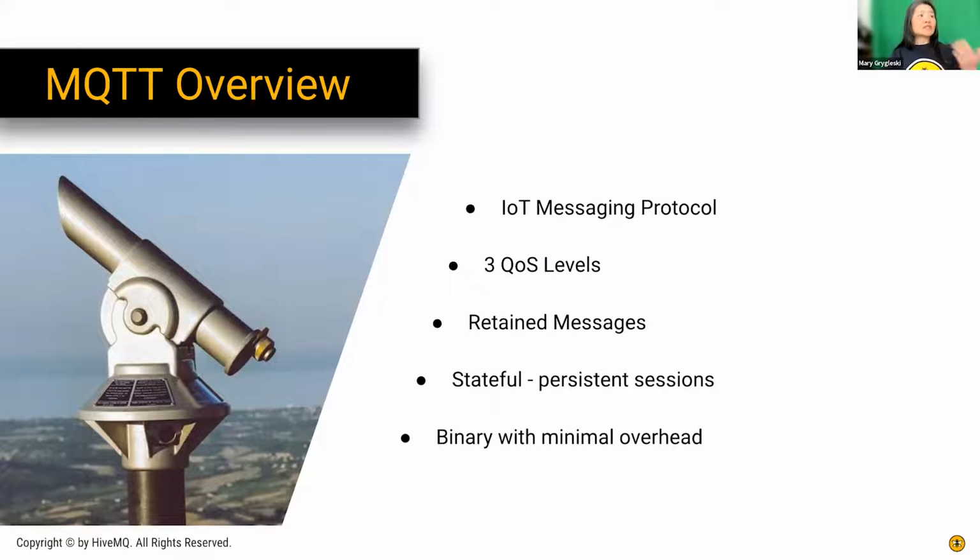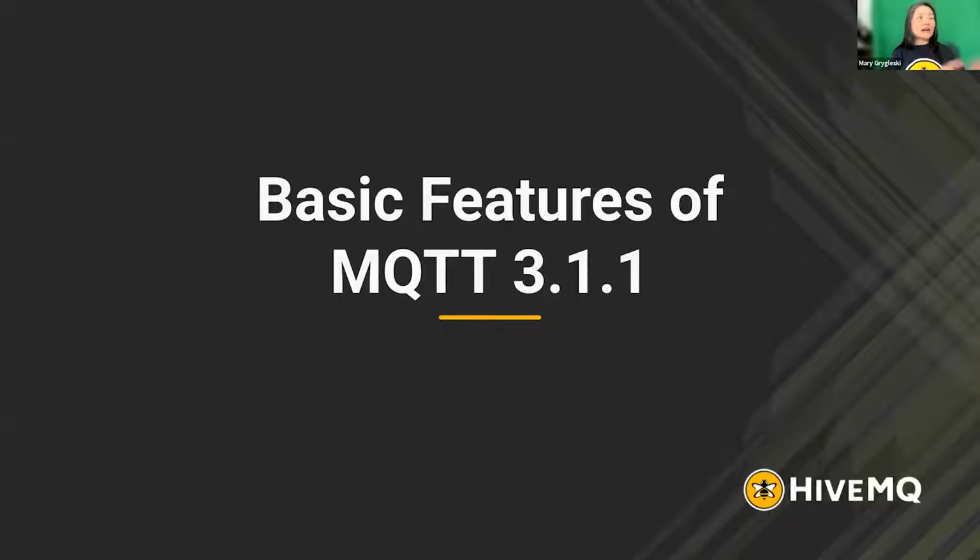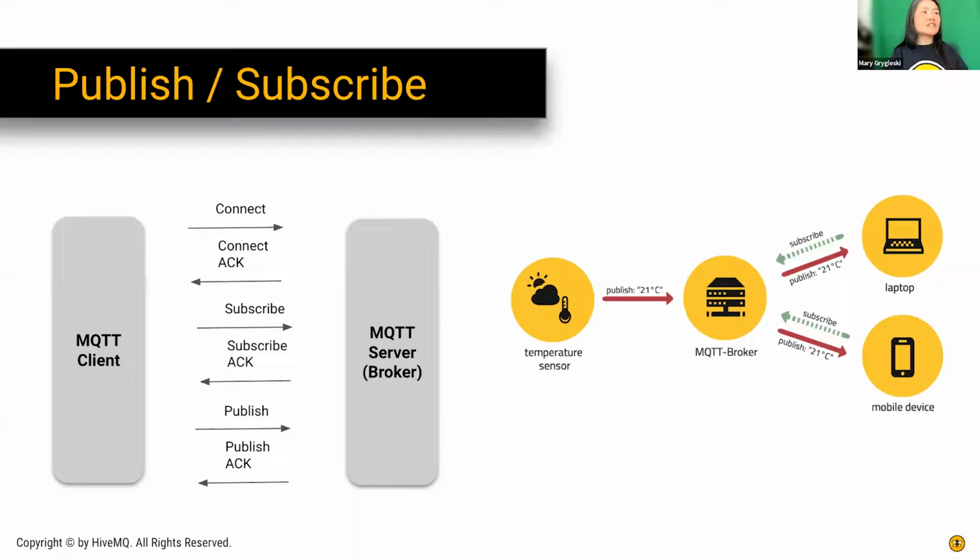And then there's also a feature called retained messages. And the beauty of MQTT is that statefulness and persistent sessions are also supported by this protocol. Therefore a broker will have to implement these features too. And the protocol itself is very lightweight. It's essentially a binary protocol with minimum overhead. So let's now take a look at the MQTT 3.1.1 features.